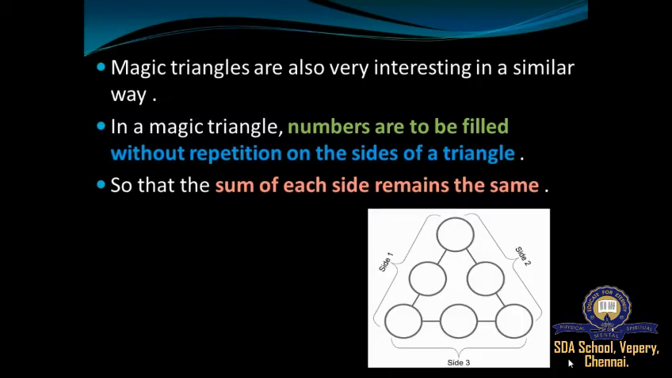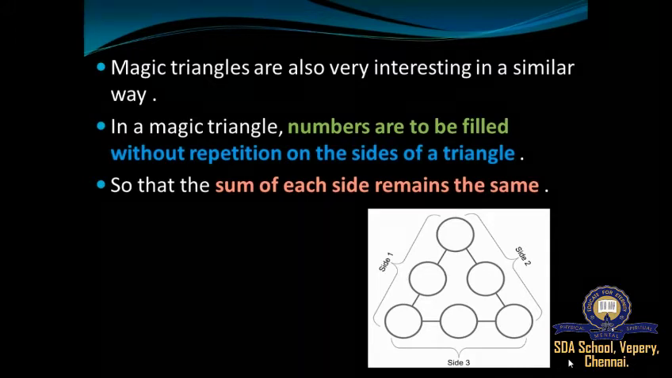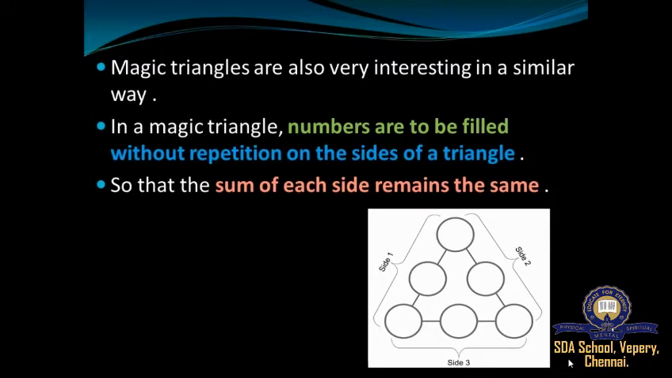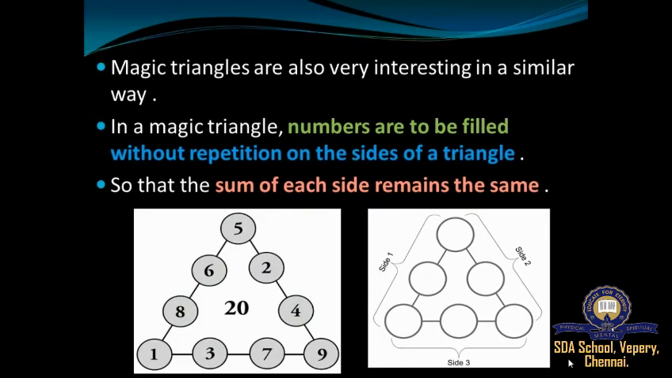Okay, so there are 3 sides in a triangle, right? So the left side will be side 1, the right side will be side 2, and the down portion will be side 3. Okay, so you are supposed to fill the numbers without repetitions inside the circles. Okay, so you should fill the numbers on the sides of a triangle, such that their sum remains the same on each side. Okay, so this is one example of a magic triangle.